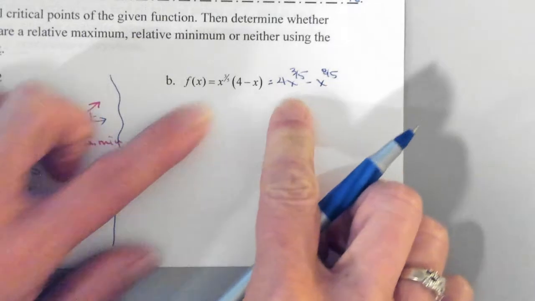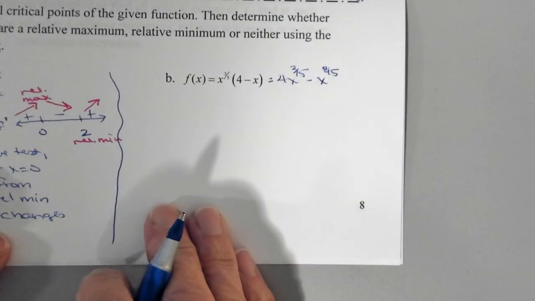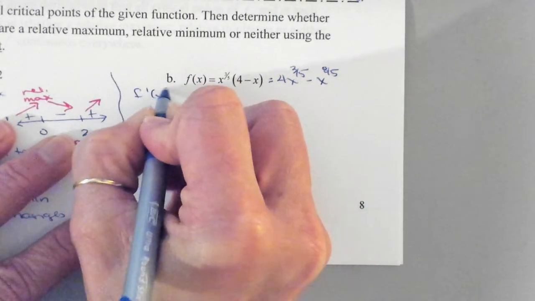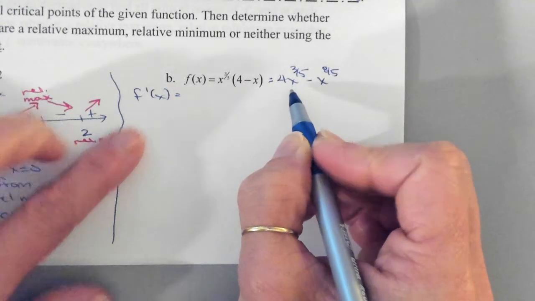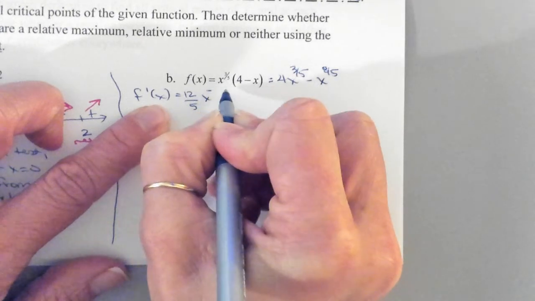Okay, questions on how we got this? This is still f of x, which is why I have it written like this. We okay? All right, let's take the derivative. F prime of x is equal to 12/5 x to the negative 2/5.